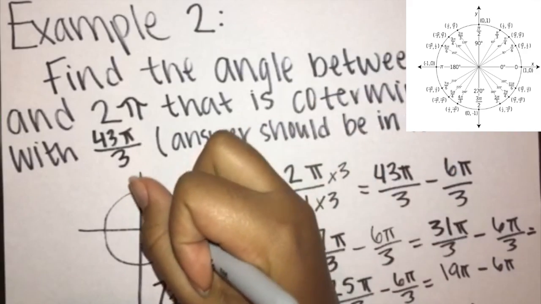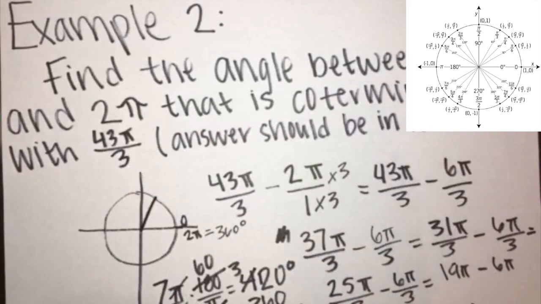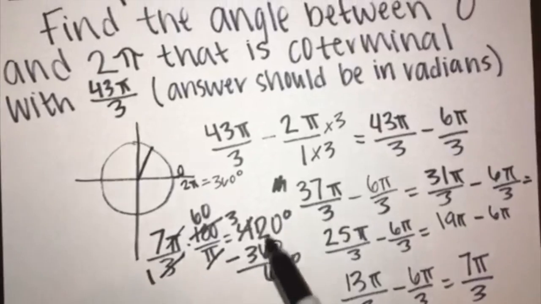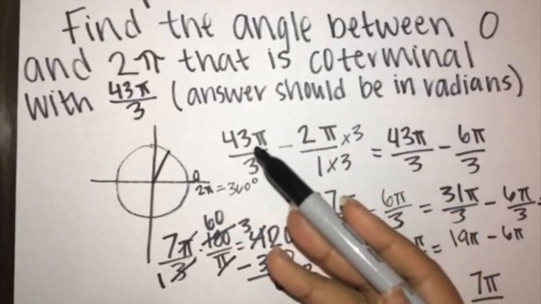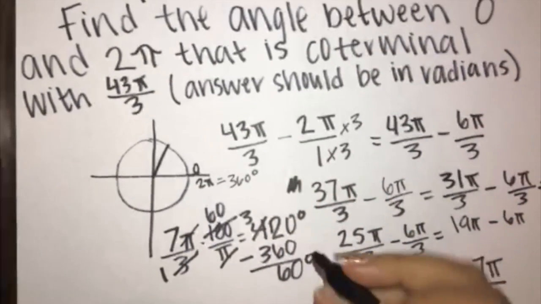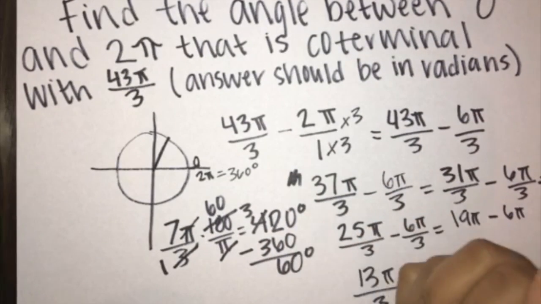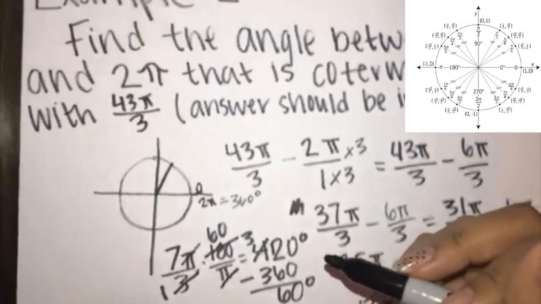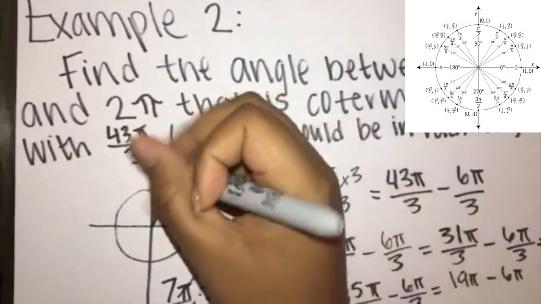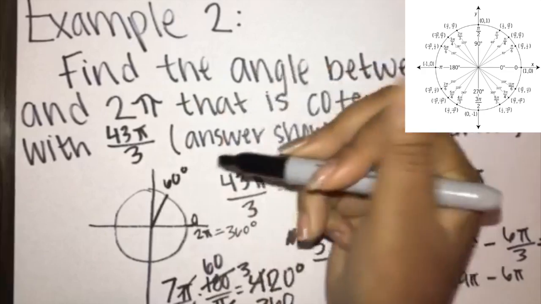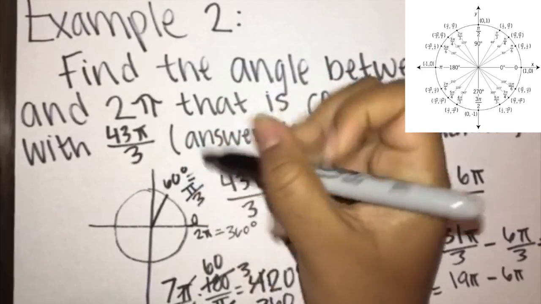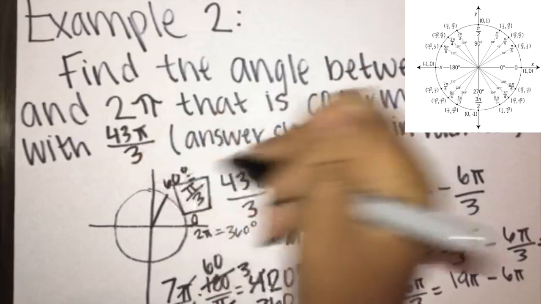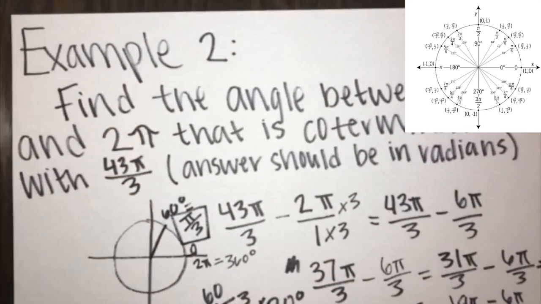So 60 degrees would be approximately right here. But this is not our final answer as being coterminal with 43 over pi, though it is the final answer if it would have said the answer should be in degrees. So what we want to do is convert 60 degrees back to radians. But with knowing your unit circle, you should already know that 60 degrees is also equal to pi over 3, leaving pi over 3 as your final answer.